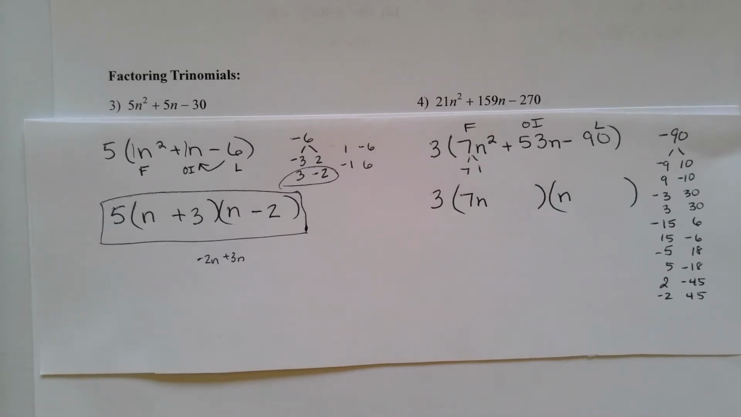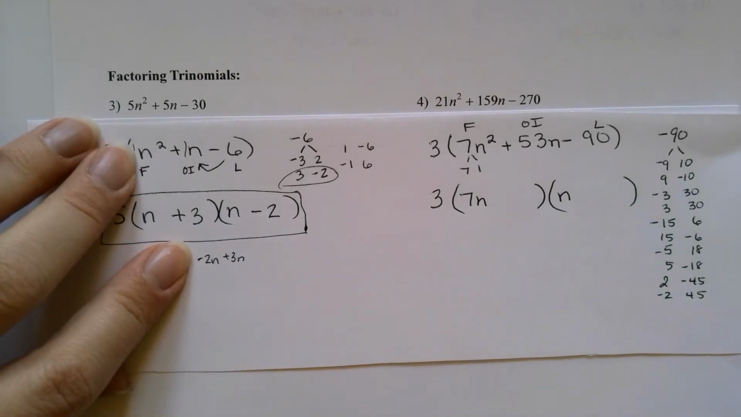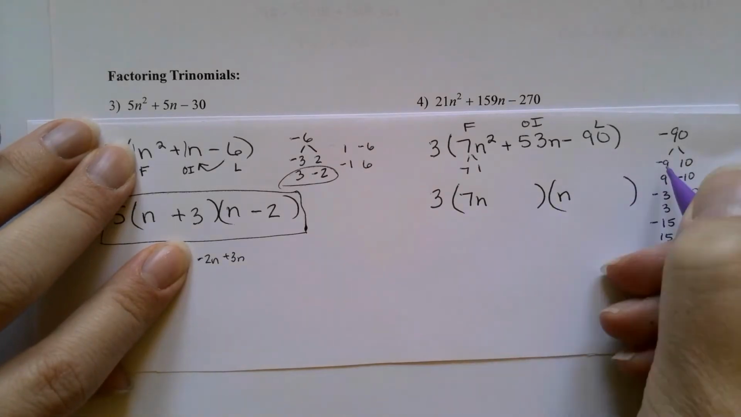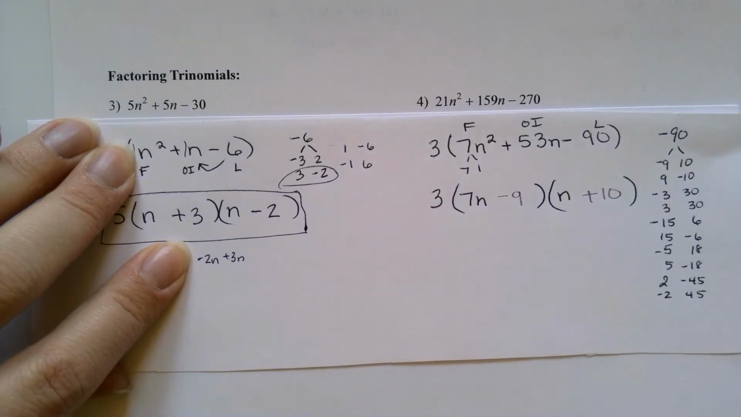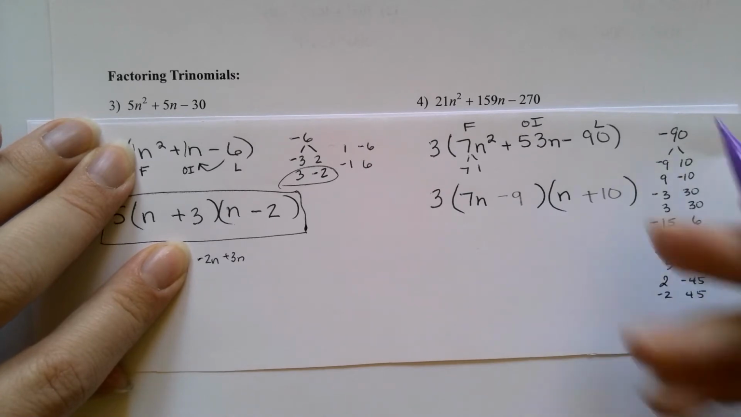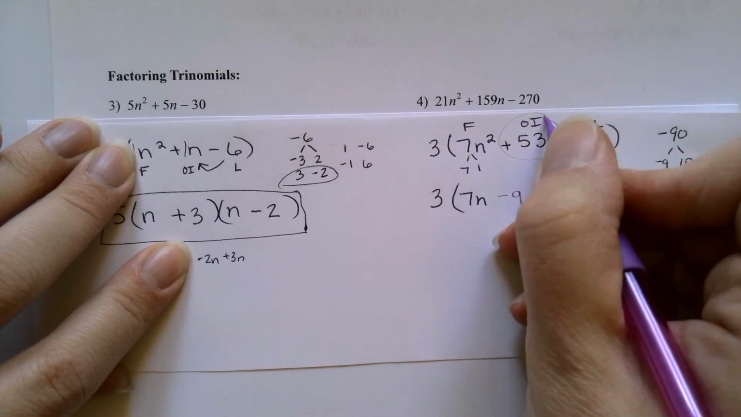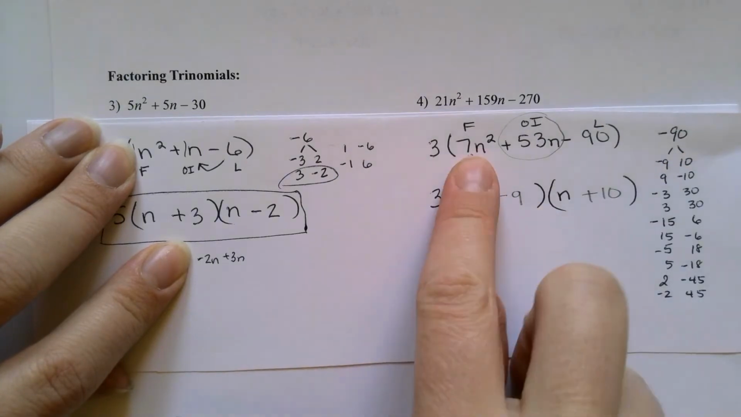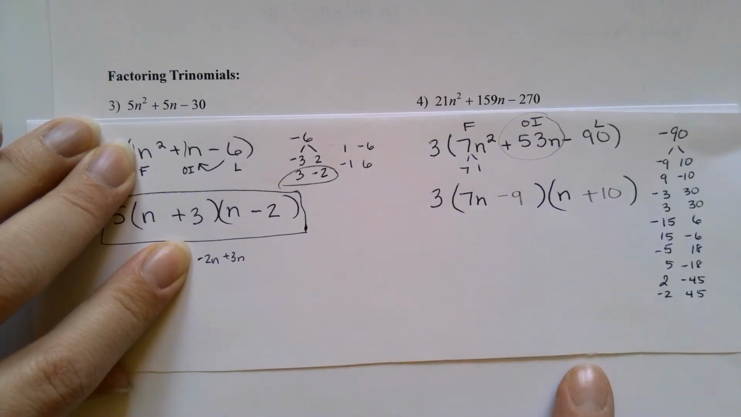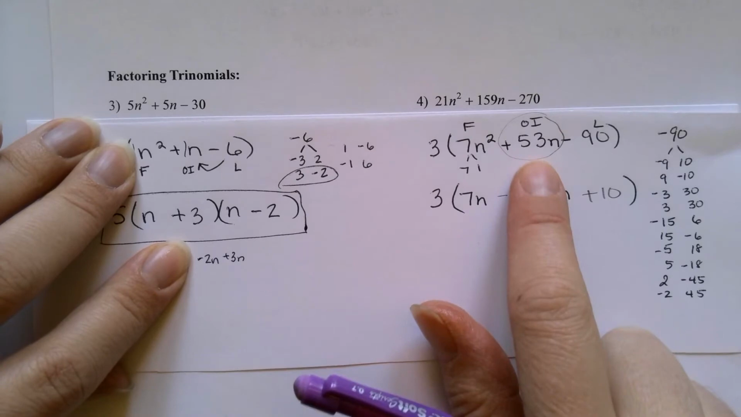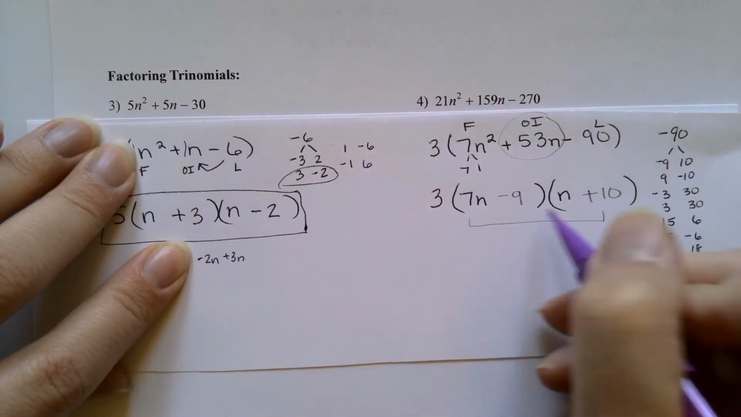Okay, I am back with a pencil because we have some trial and error to do. So the first thing I'm going to do is I'm going to put my negative 9 here and my positive 10. And I'm going to see if that works. So how do I check it? These are all my options for the last number. The question is, do I have the right combination to give me the proper outer and inner when I multiply? So my first term's set. My last term, all of these options give me negative 90. My question is, did we get the 53 when I multiply the outside and the inside?